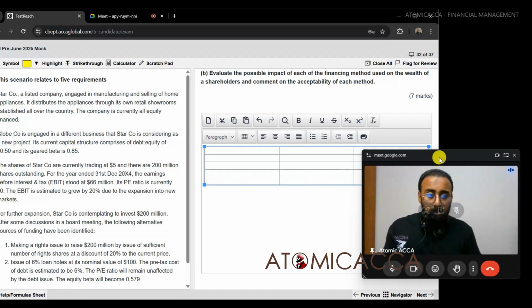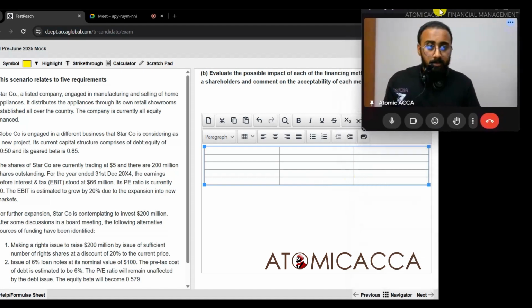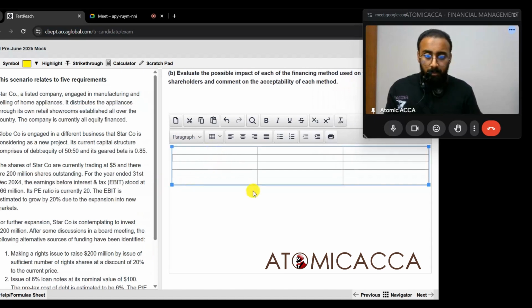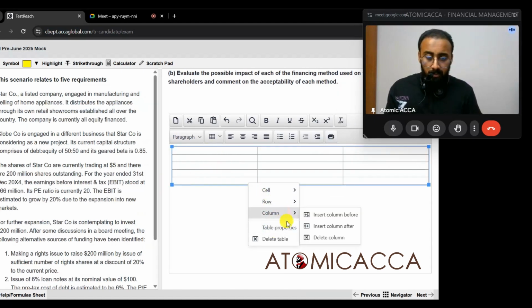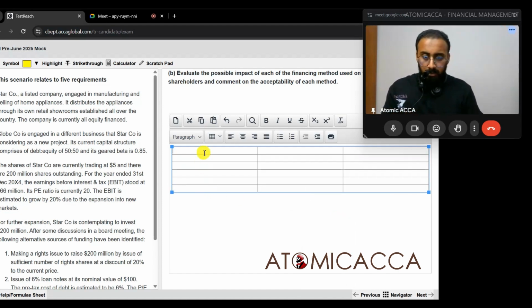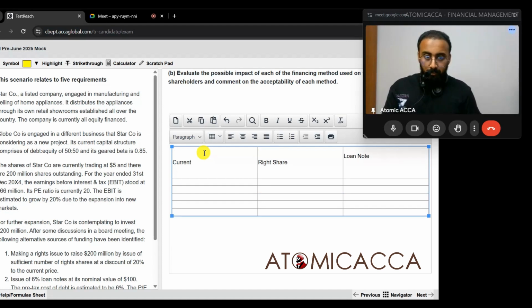So this is our table. We'll add one more row to write the title. This is called a column, so this is a row. Insert row after. So this is the current scenario. This is the rights share scenario. This will be the loan note scenario.